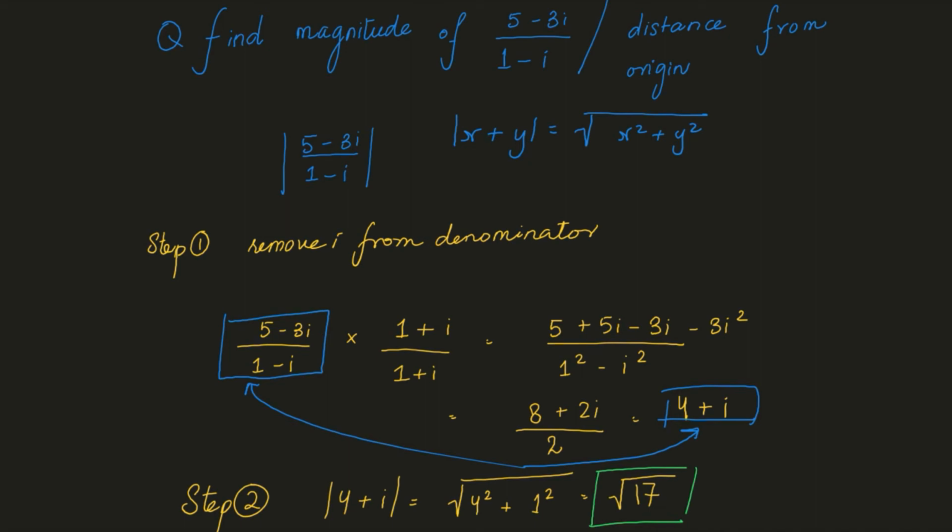So now it's pretty simple. We just have to find out the magnitude of 4 plus i. So 4 plus i magnitude is root of 4 squared plus 1 squared, because i is basically 1i and we won't actually take i when we're putting this into the formula. So we get the answer as root of 17.